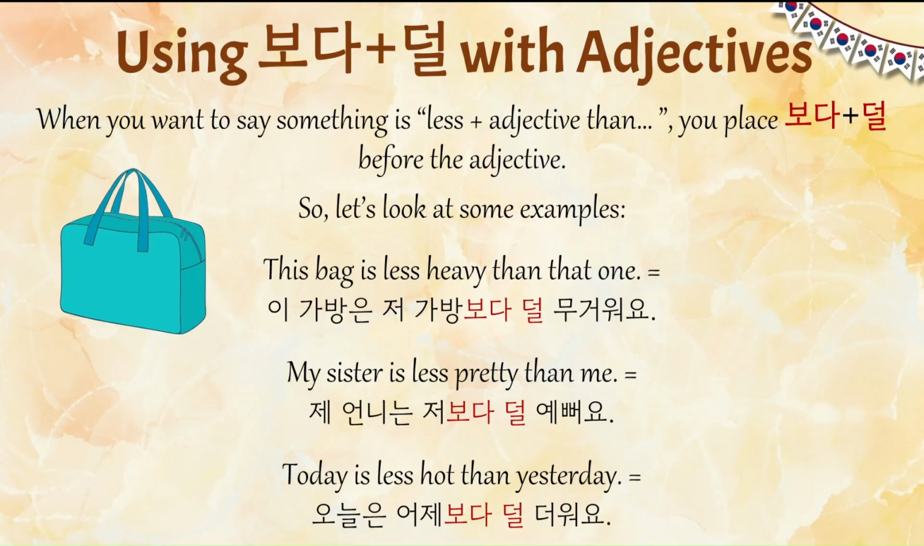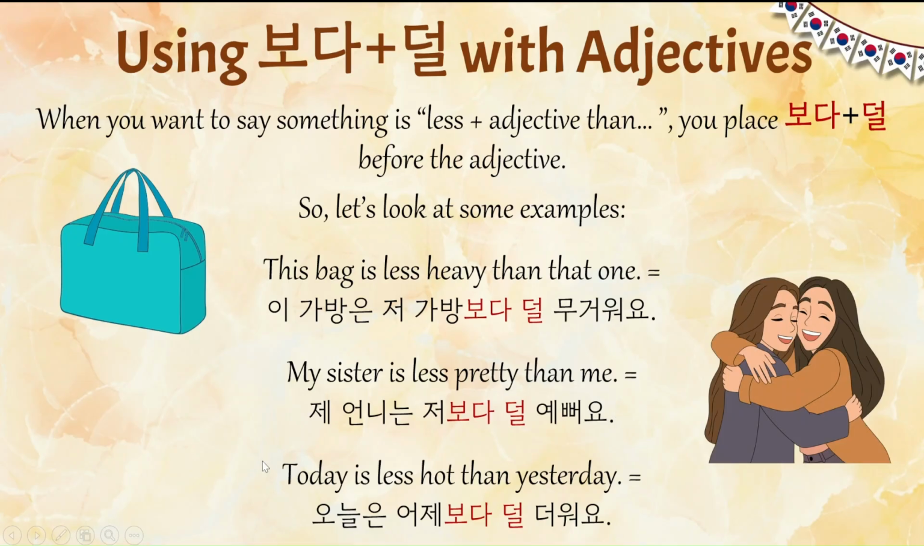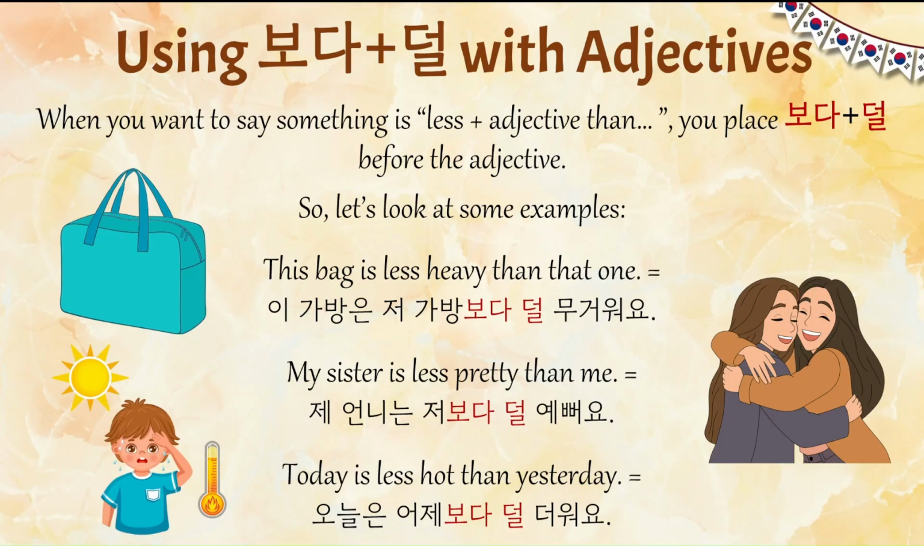You have to remember the same concept that we used while framing sentences with 보다 더 to say more than. Here also, you have to follow the same concept. The difference is instead of 더, you're going to use 덜, which means less. Okay? Next, my sister is less pretty than me. 제 언니는 저보다 덜 예뻐요. My sister, 제 언니. Than me, 저보다. Less pretty, 덜 예뻐요. Now you have to say less pretty than me. 저보다 덜 예뻐요. Simple. Today is less hot than yesterday. 오늘은 어제보다 덜 더워요. Today, 오늘, yesterday, 어제.